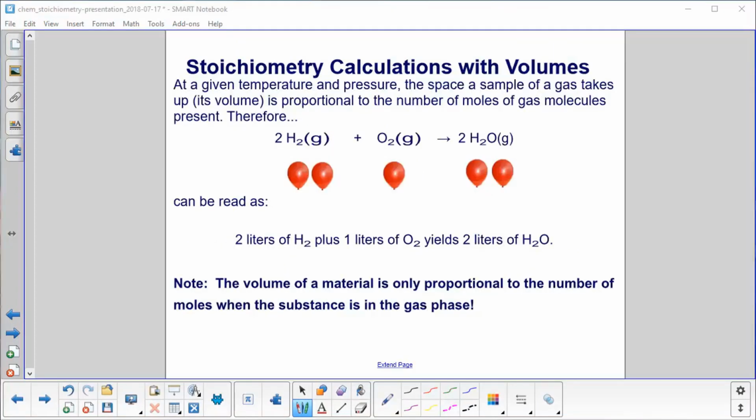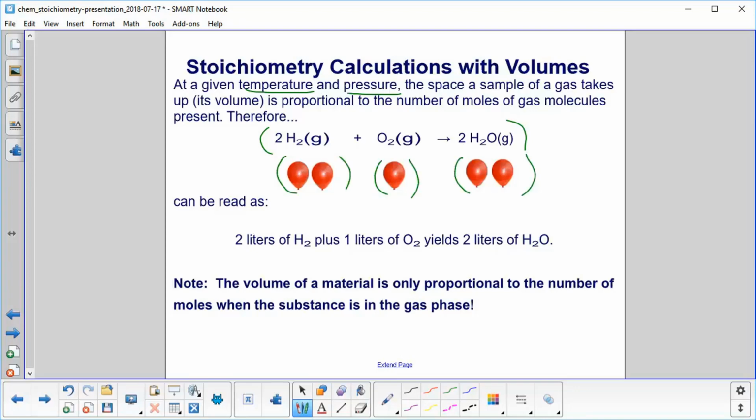Stoichiometry calculations with volumes. When you have a given temperature and pressure, the space a sample of gas takes up, its volume, is proportional to the number of moles of gas molecules present. Therefore, this equation here, 2H2 in the gaseous form plus O2 in the gaseous form yields 2 H2Os in the gaseous form, that's water vapor, and it's represented with these balloons here.